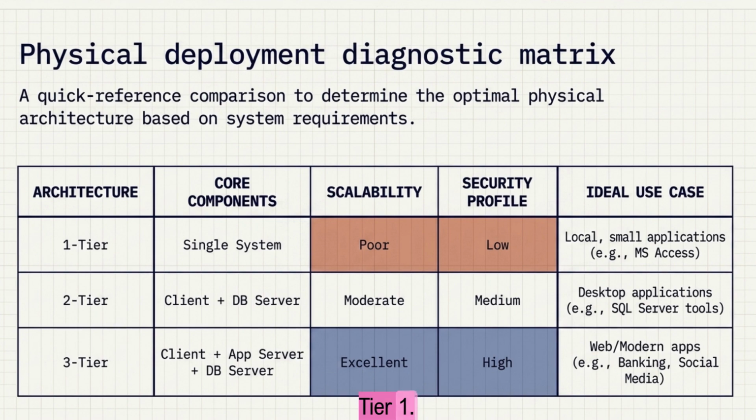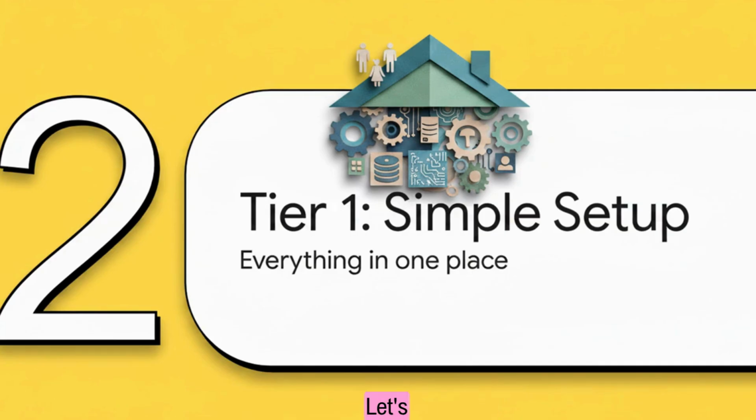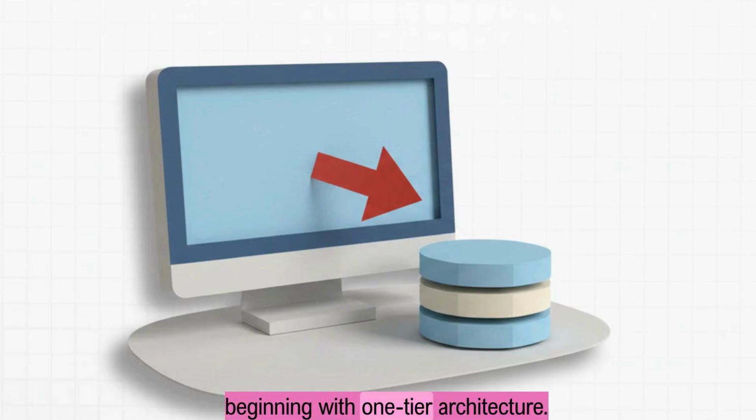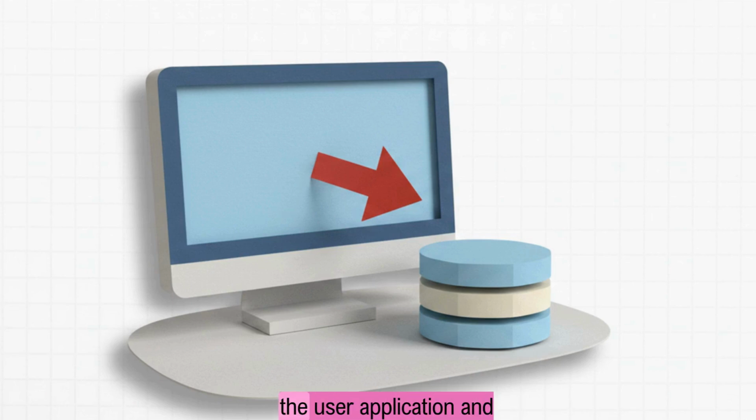Section 2. Tier 1. The simple setup. Everything in one place. Let's start at the very beginning with one-tier architecture. In this setup, the user application and the database both live right there on the exact same system. There are no networks, no complex middlemen, it's just you directly interacting with the data. If you've ever fired up a basic local database tool, say Microsoft Access on your laptop, you've used one tier. You open the file, the app loads, and boom, the data is right there on your local drive.